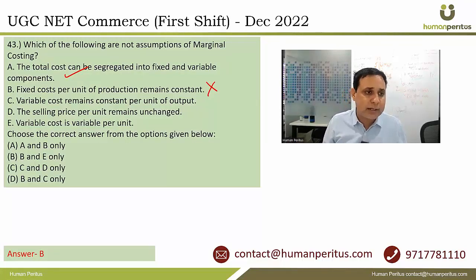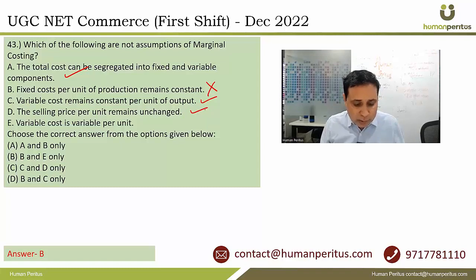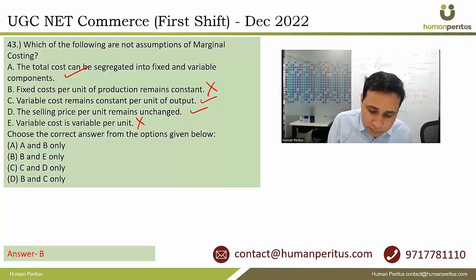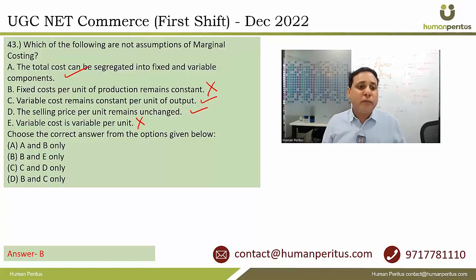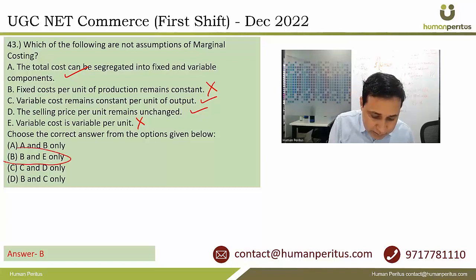Therefore, B is incorrect. C, variable cost remains constant per unit of output. Absolutely correct. D, selling price is the same. Absolutely correct. Last one, variable cost is variable per unit. No, it's wrong. Why? Because variable cost is fixed per unit. Therefore, B and E are wrong, and the correct answer is B.